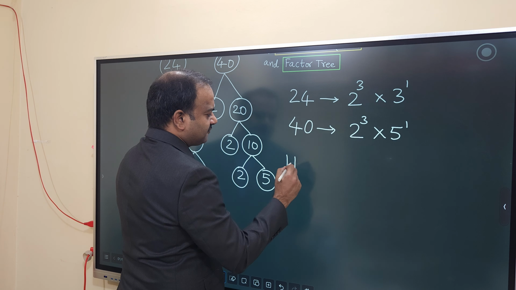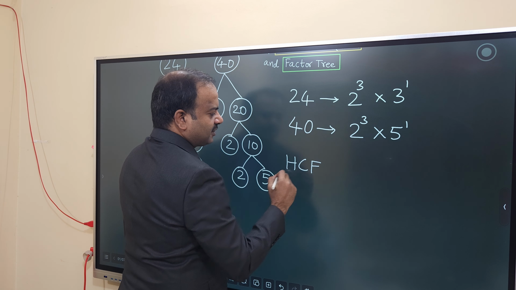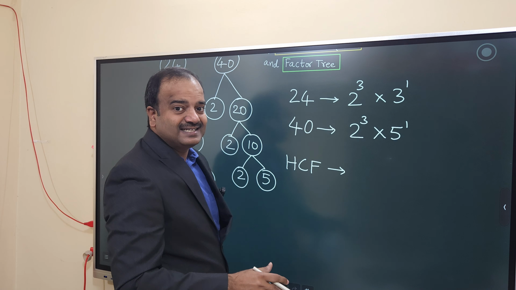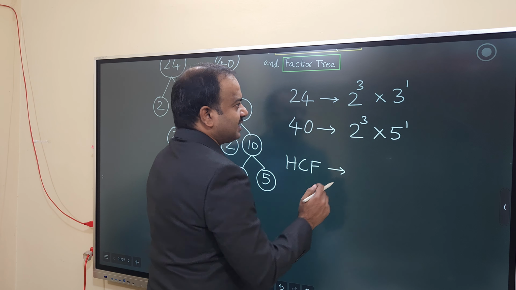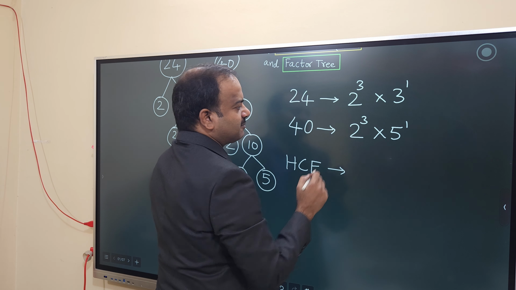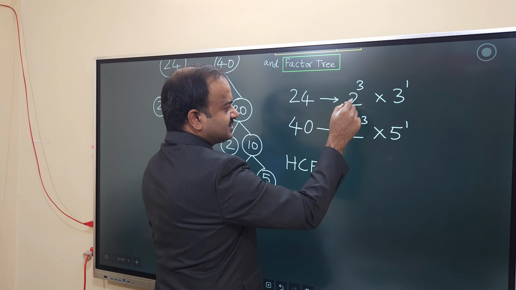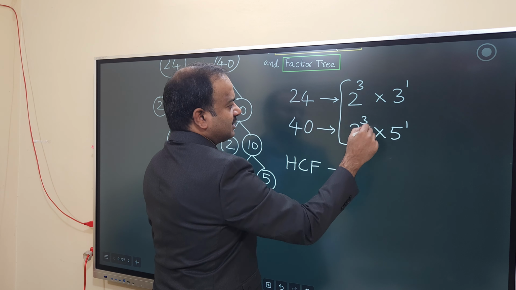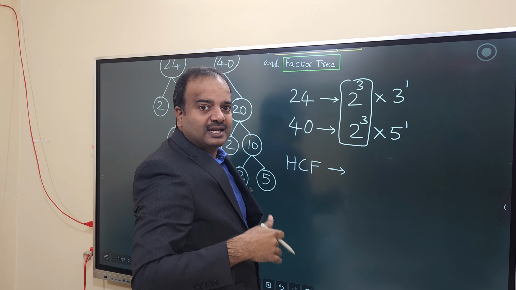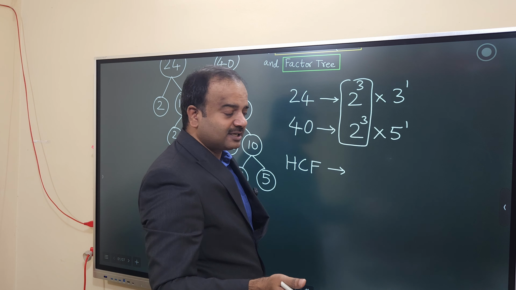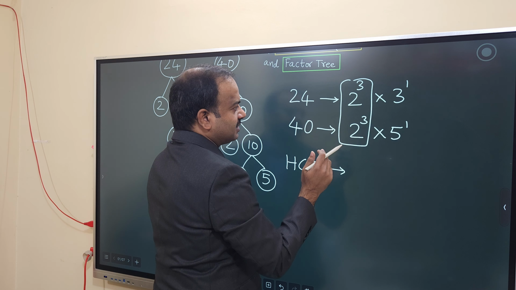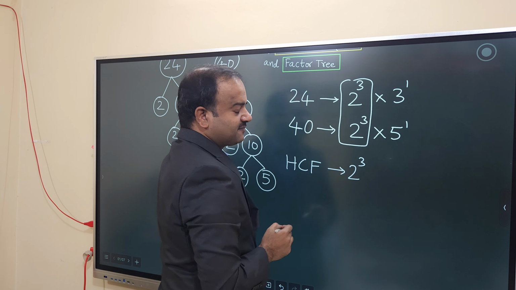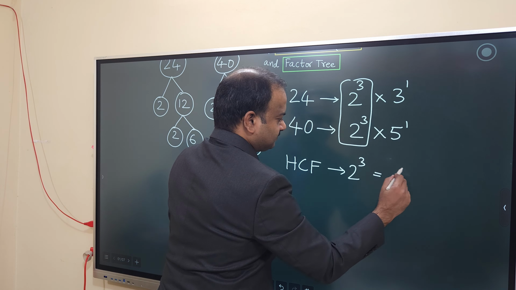So for HCF, you have to take the common factors with the least power. In this case, 2 cube into 3 power 1, and 2 cube into 5 power 1, the common factor is just 2 cube, and both have the same power. So you need to consider the common one. In the next example, I'll give one more example which will help you understand better. But here 2 cube is common, so I'm going to write 2 cube, and we don't have anything else common. So HCF is 2 cube, which is 8.